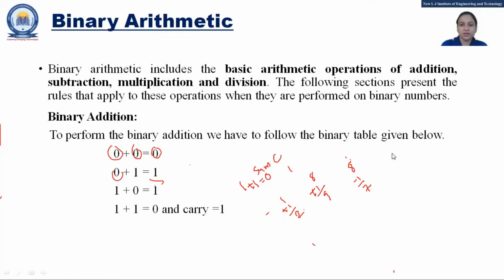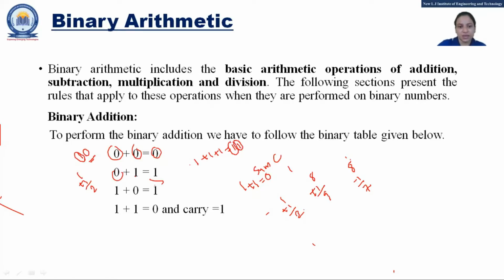Now in decimal, 1 plus 1 gives us 2. In binary, 2 is represented as 1 0. So the 0 goes to the sum and 1 goes to the carry. These are the rules we have to remember. 1 plus 1 plus 1 is written as 1 1, so 1 is the sum and 1 is the carry.